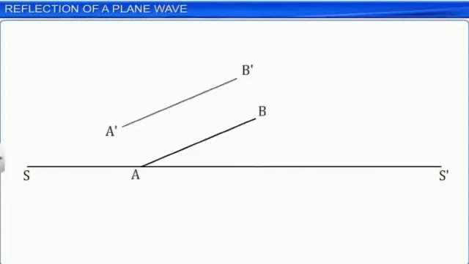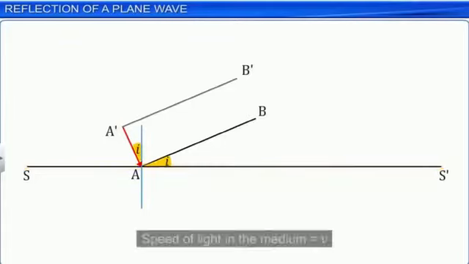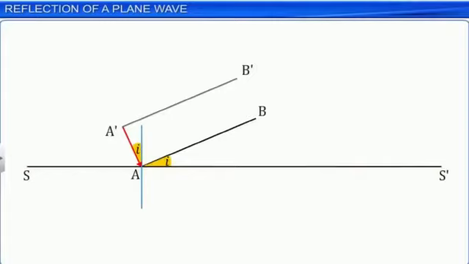Let AB be the position of wave front when it just touches the reflecting surface S dash at the instant t is equal to 0. A dash A be the direction of the propagation of the wave front A dash B dash. Let us assume the wave front A dash B dash is incident on the plane S dash at an angle i, and the speed of the light in the given medium is v. At t is equal to 0, the point A is in contact with the surface S dash.